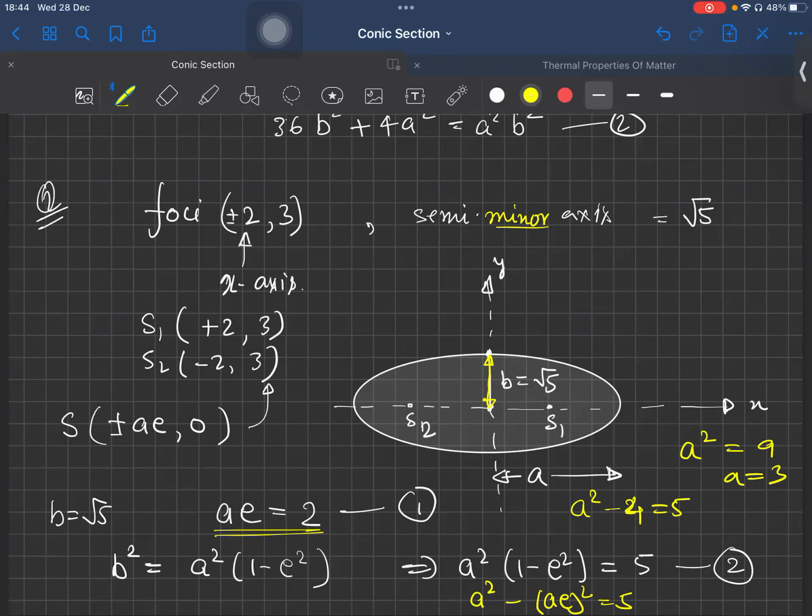So what will be the value of e? We don't even need the value of e because we need to find the equation of the ellipse. So the standard equation is x square upon a square plus y square upon b square is equal to 1. So x square upon 9 plus y square upon 5 is equal to 1. That will be the equation of the ellipse. Understood?